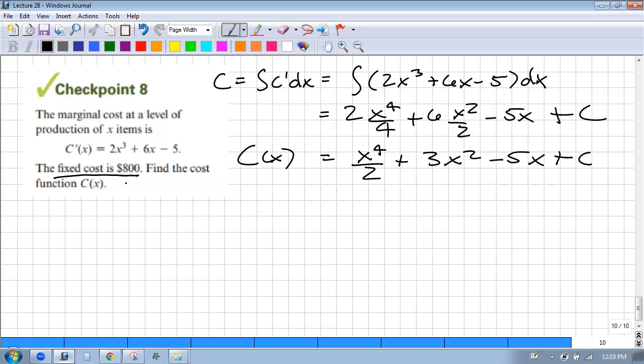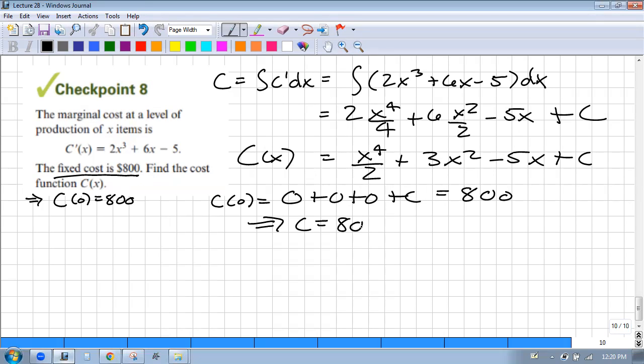The fixed cost is 800. What does that mean? Fixed cost. Remember, there's the variable cost. That should be C of 0 is 800. Yeah, the fixed cost is the upfront cost, right? The variable cost varies, and it depends on how many items you sell or make, right? The fixed cost is the setup cost. So knowing that, C of 0, all that would be 0, right? So we get a bunch of zeros, 0 plus 0 plus 0 plus C should be 800. So therefore, C is 800.